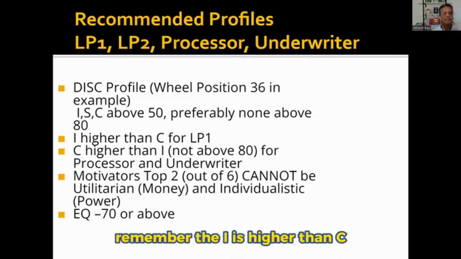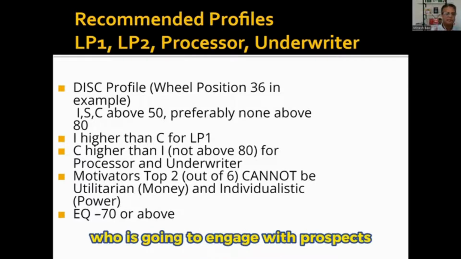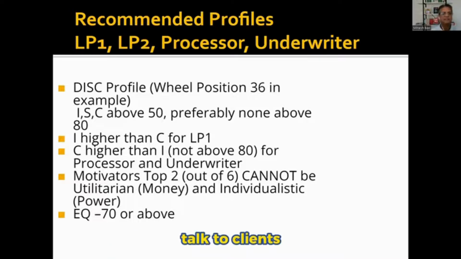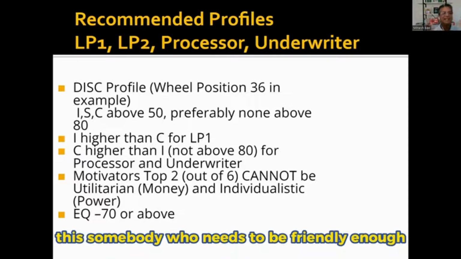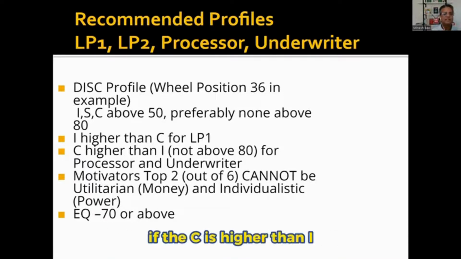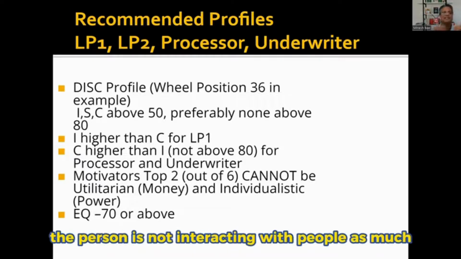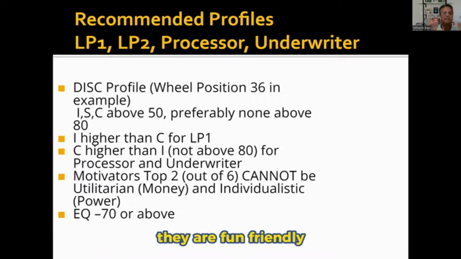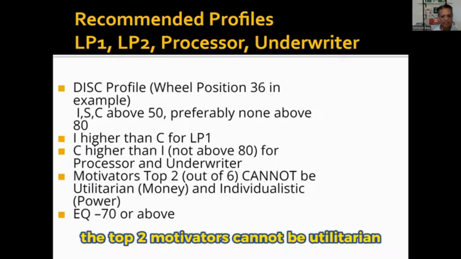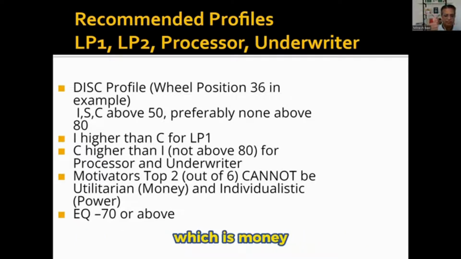Remember, the I is higher than C for what is called loan partner 1. This is the person who is going to engage with prospects, talk to clients. This is somebody who needs to be friendly enough. If the C is higher than I, that is for places where you want more details. The person is not interacting with people as much. They are fun, friendly, doesn't need to be that high. Like I said before, the top 2 motivators cannot be utilitarian, which is money, and individualistic, which is power.